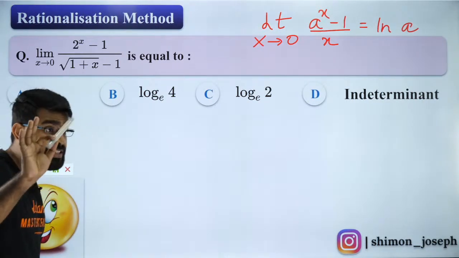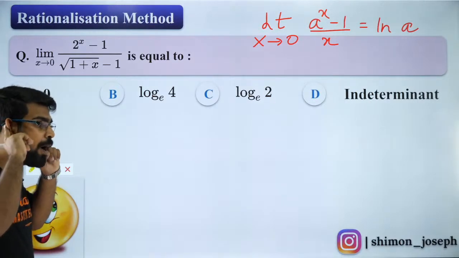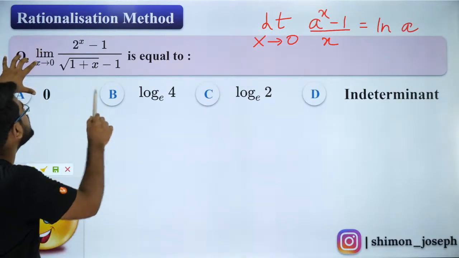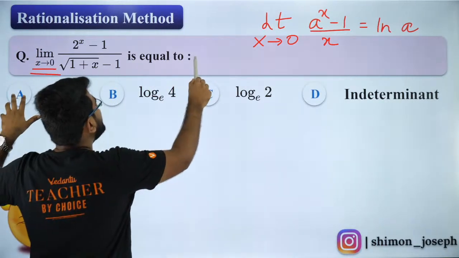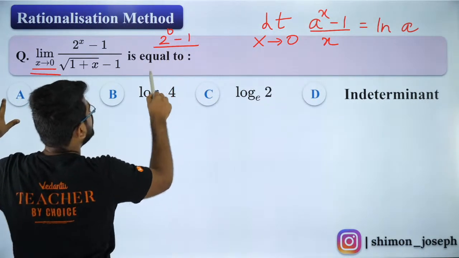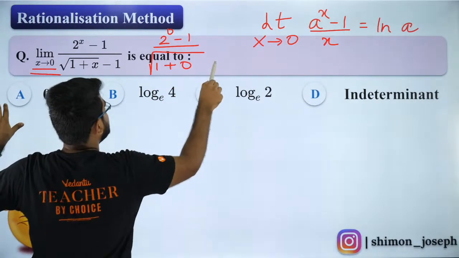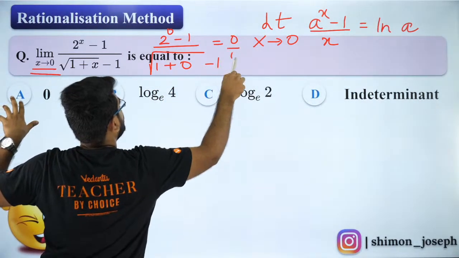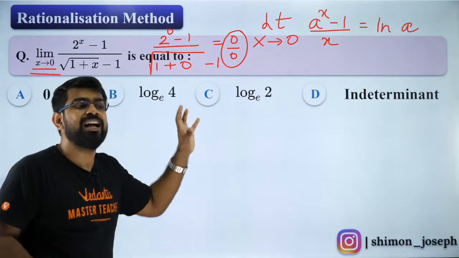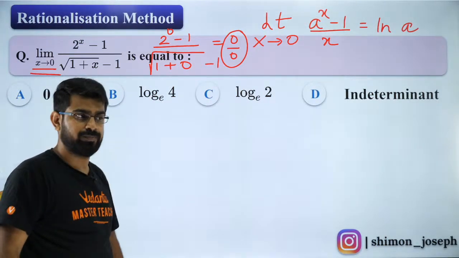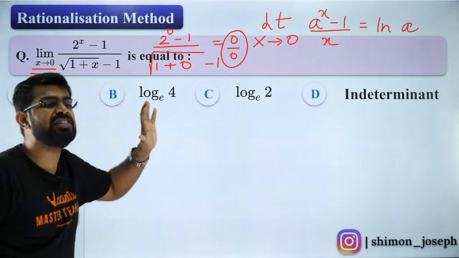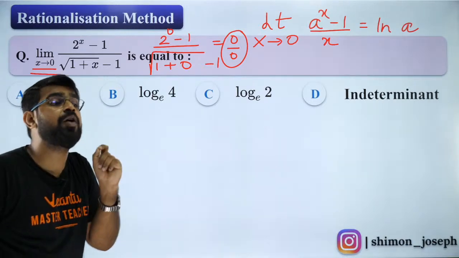So everybody listen. Now I'm going to solve it. You have to point your ears towards my speaker. Okay. So first what I'll do is I'll put x equal to 0. If I put x equal to 0, what will I get? I will get (2 to the power 0 minus 1) by (square root of 1 plus 0 minus 1). So I will get 0 by 0. And 0 by 0, my dear ninjas, is nothing but an indeterminate form. Are you all clear? So first, when I directly substitute, I get 0 by 0 form. Did you all understand that? That is how you start.